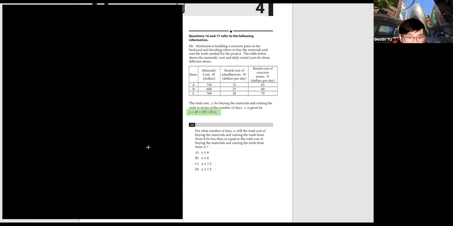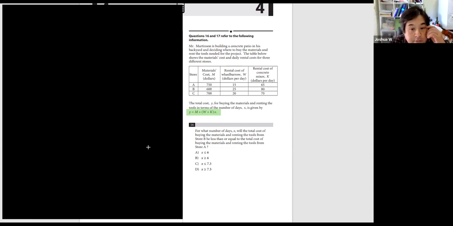Give me 1 second. Sure. I got A. X is less than or equal to 6, from store B and store A. Okay. So how did you compare those two? How did you set up the inequality?